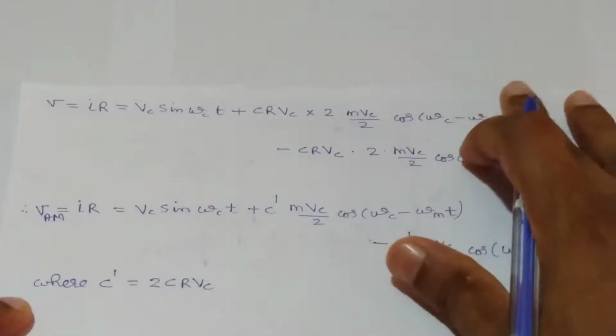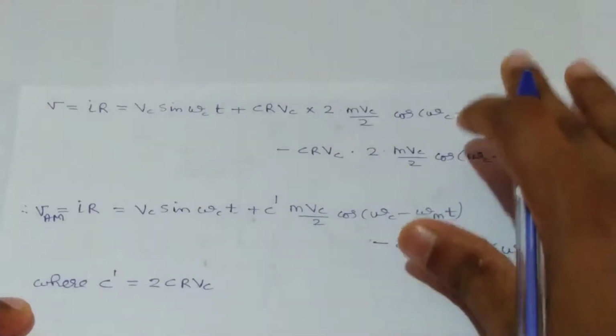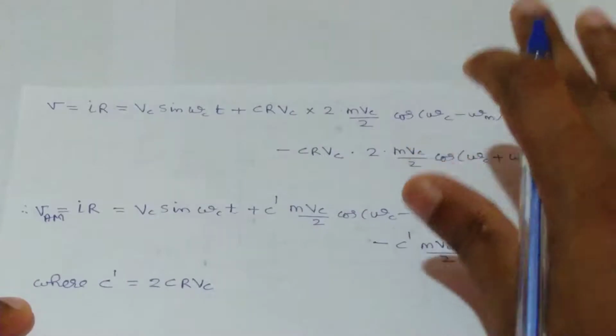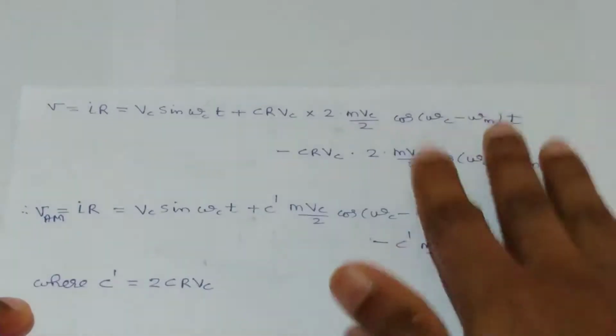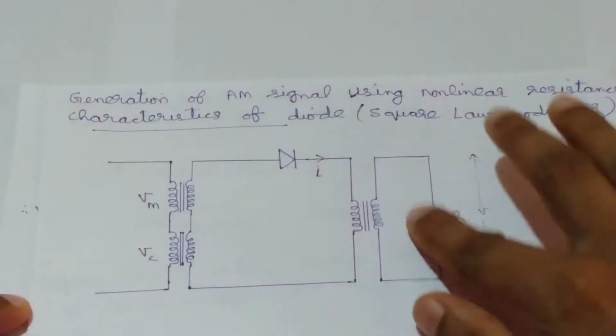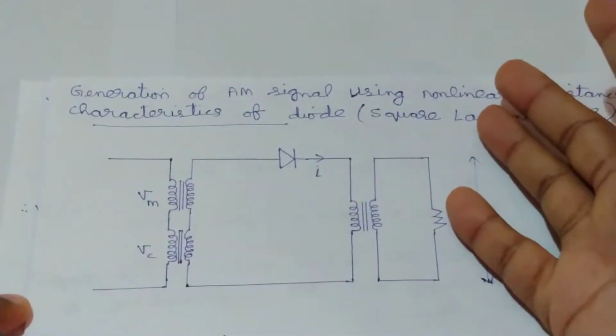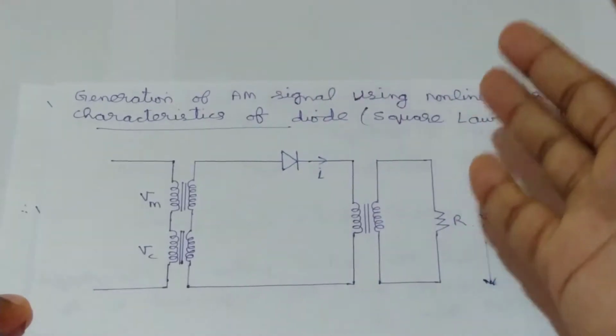So in this way we can generate the AM signal with the help of a device that exhibits nonlinear resistance property, and this modulator is also called a square law modulator. And here in the place of this diode we can use any component that exhibits the nonlinear resistance property.